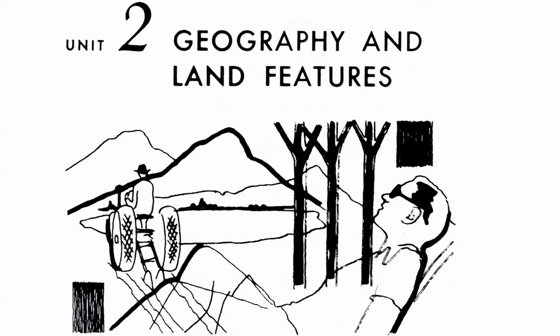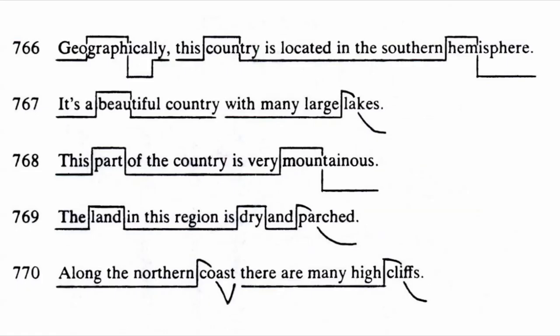Geography and land features. Geographically, this country is located in the southern hemisphere. It's a beautiful country with many large lakes. This part of the country is very mountainous. The land in this region is dry and parched.